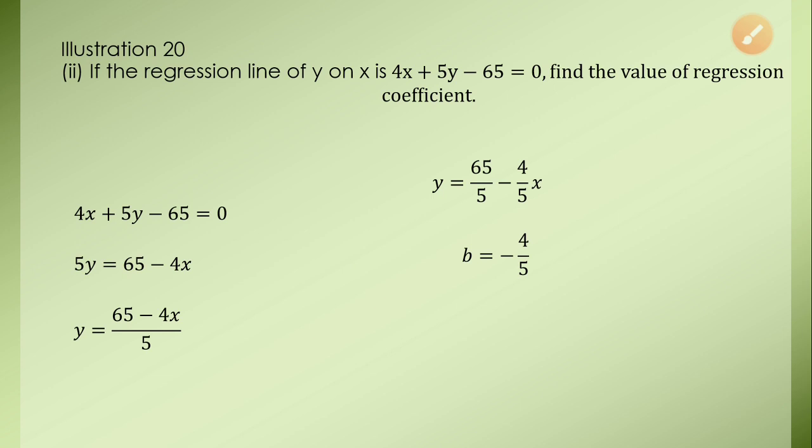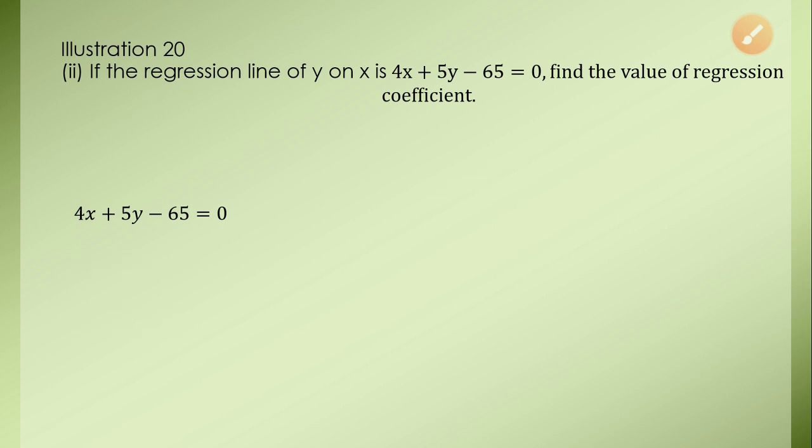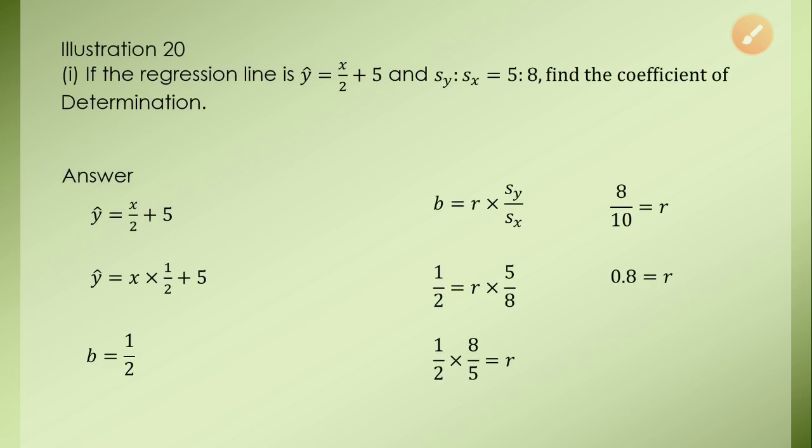Today we have done illustration number 20 and 21. Let's recap it. In 20, the regression line y is equal to x by 2 plus 5 was given. So I have taught you that x by 2 means x into 1 by 2, that means b is equal to 1 by 2. If any digit is multiplied with x, it's known as b. Now we have done the formula b is equal to r into sy upon sx. I have told you that you have to remember the formula of b compulsorily. So r into sy upon sx is given, and if you solve this sum, you will get 0.8.